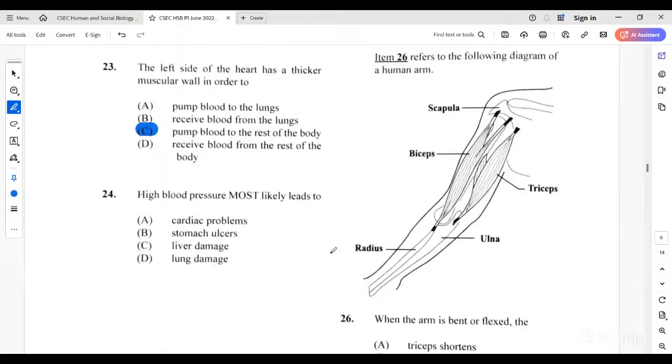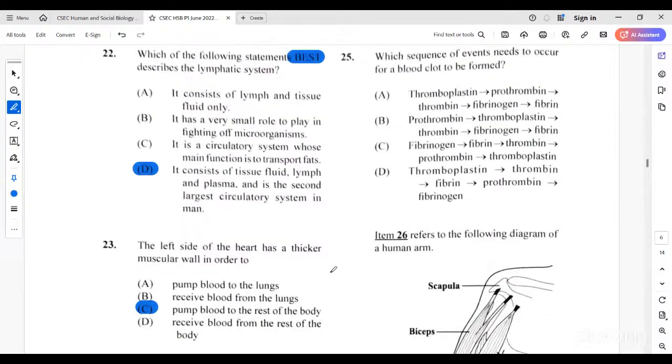High blood pressure most likely leads to cardiac problems. Yes. Cardiac muscle, meaning there's a muscle found on the heart. The heart is made up of cardiac muscle. So, yes, the most likely outcome is cardiac problems. Let's look for 25.